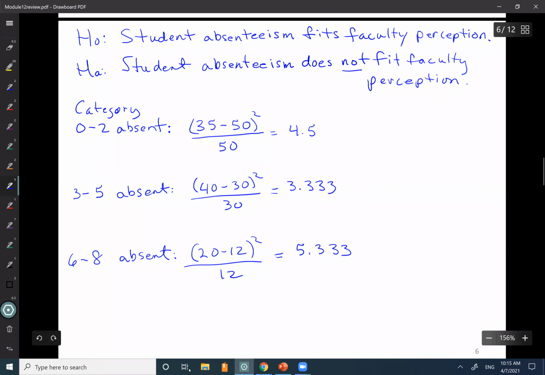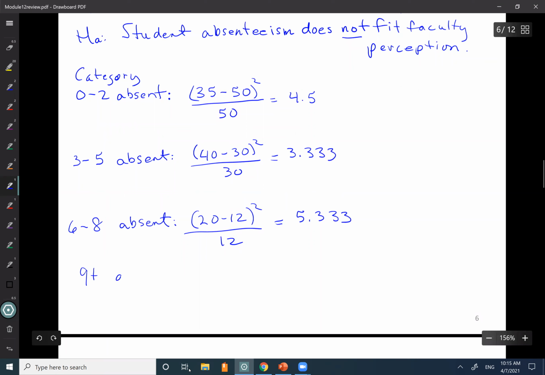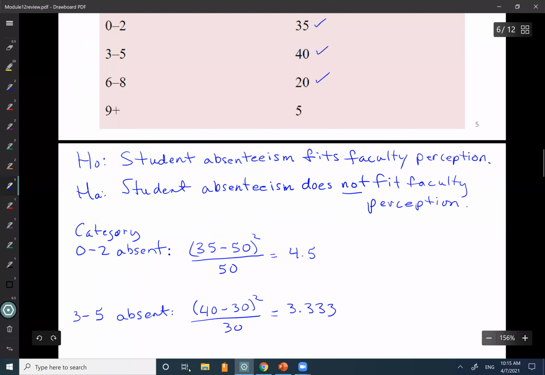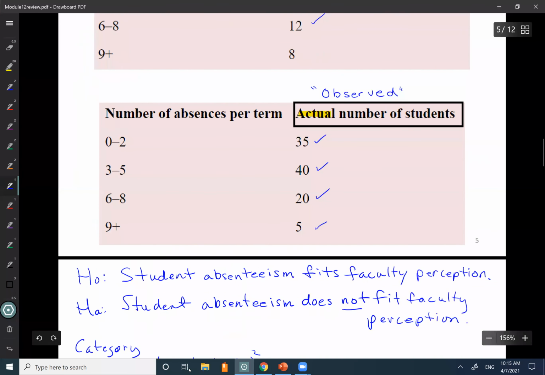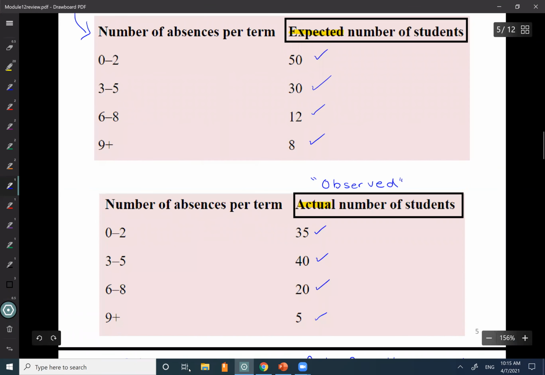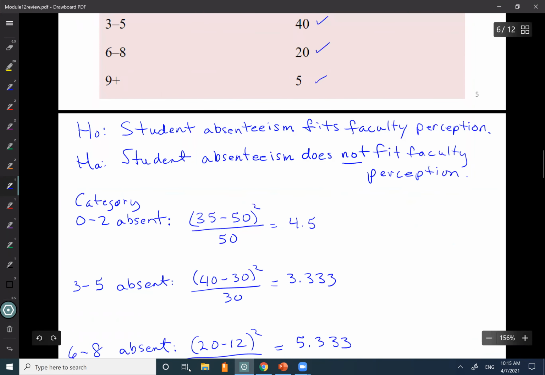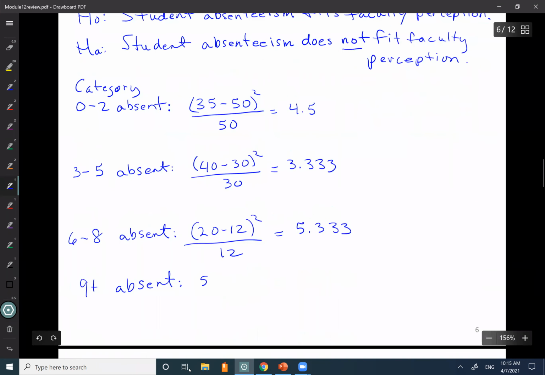And then finally, we want the 9 plus absent. 9 plus days absent. And what were they? 5 was observed. Expected was 8. So observed is 5, expected is 8. So you can see the pattern falling together here. 5 subtract 8 squared divided by 8 gives us 1.125.